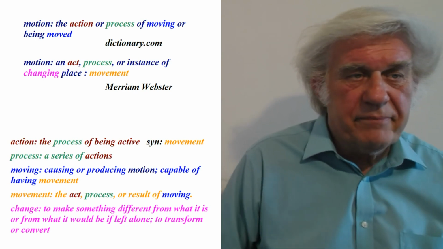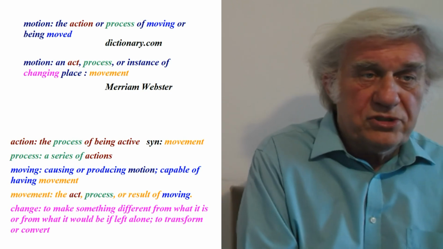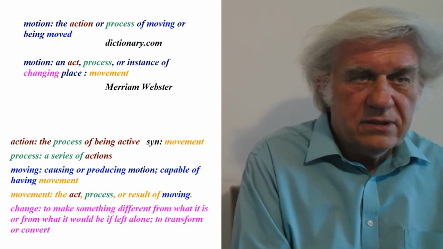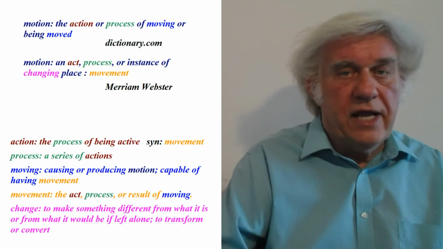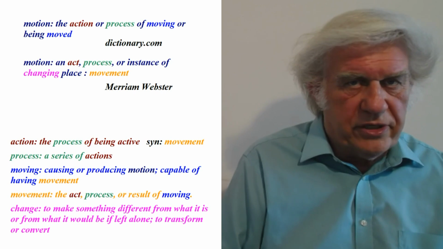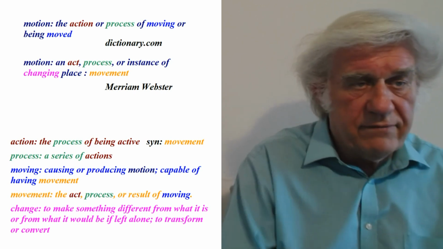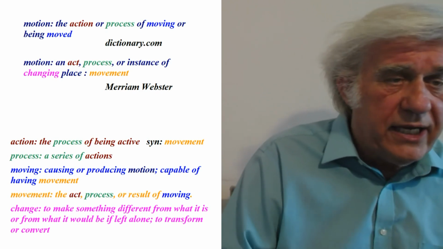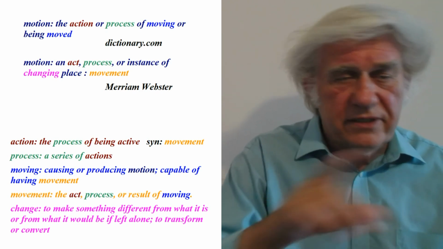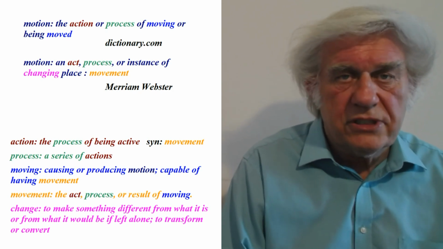And so we have a problem because they're using synonyms or words that are founded upon motion to define motion. All these are irrational definitions. In fact, my recommendation is never look up a word in the dictionary if you're going to use it in science. Okay? That's the way it is. And then you have the definitions of action, of process, of moving, of movement, of change, and they all involve one of the others. So all they have is synonyms. They never define what motion is.